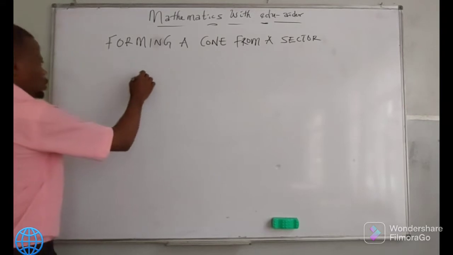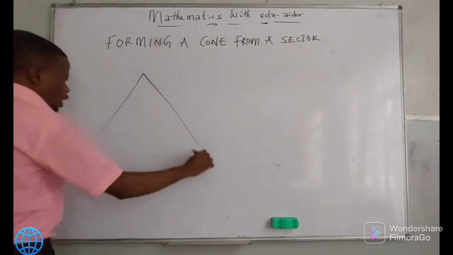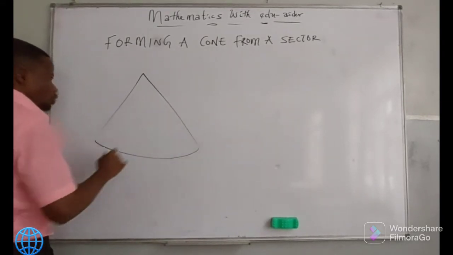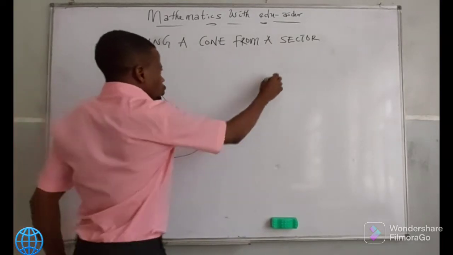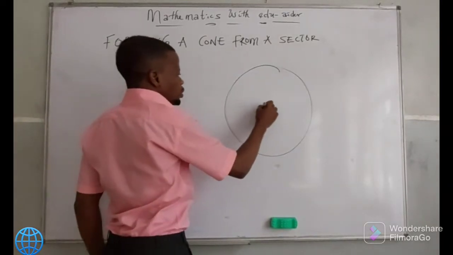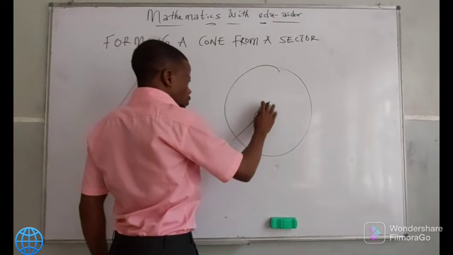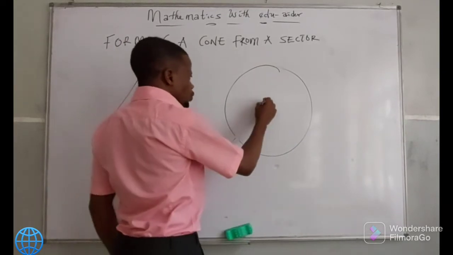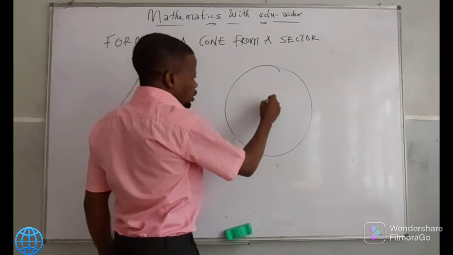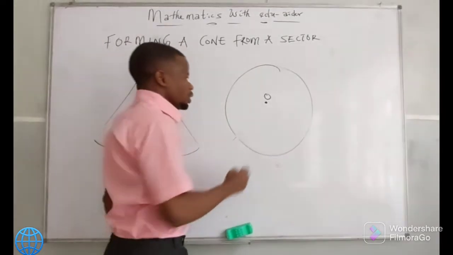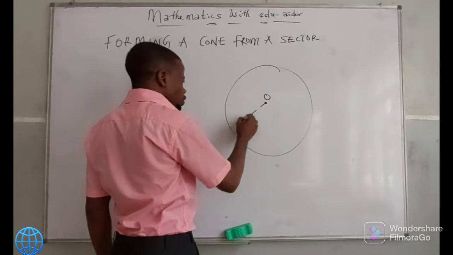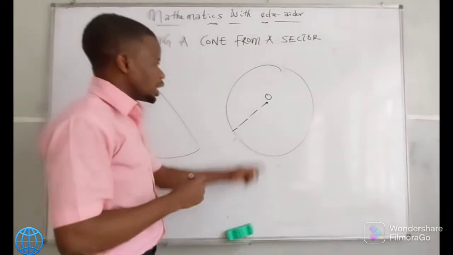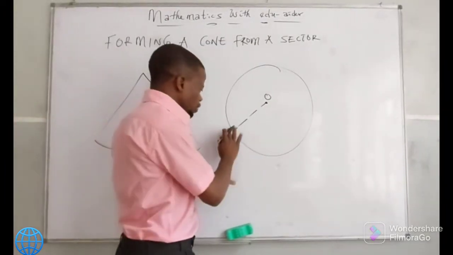Let's have a reminder of how our sector looks. So we have something like this. Let me draw a circle, and let me draw a bigger sector. Don't forget, you take this place to be the center of the circle. Then we have the radius. Any line drawn from the center to any part of the circumference is the radius.